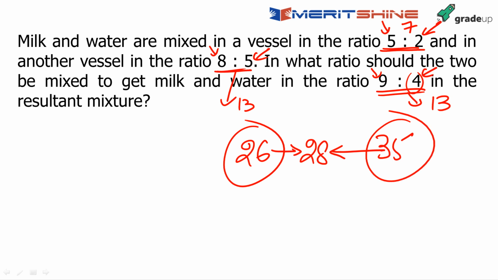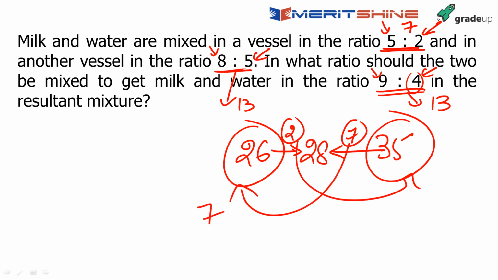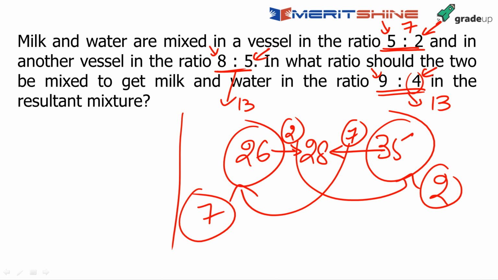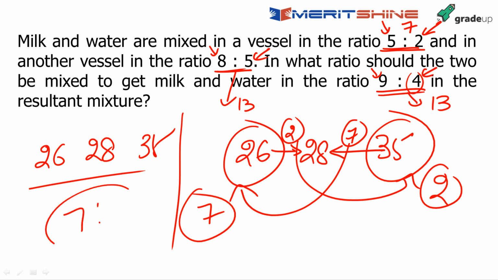Now use alligation. What do you use? This difference is 7. This difference is 2. So this 7 goes towards this side here and this 2 goes towards this side here, and the answer becomes 7:2. Now you realize this. If you realize this, you could have done it mentally. How? By just doing this 26, 28, 35. Not 56 and 63, all those values, just 26, 28, 35. This becomes further easier and the answer becomes 7:2 in this case.